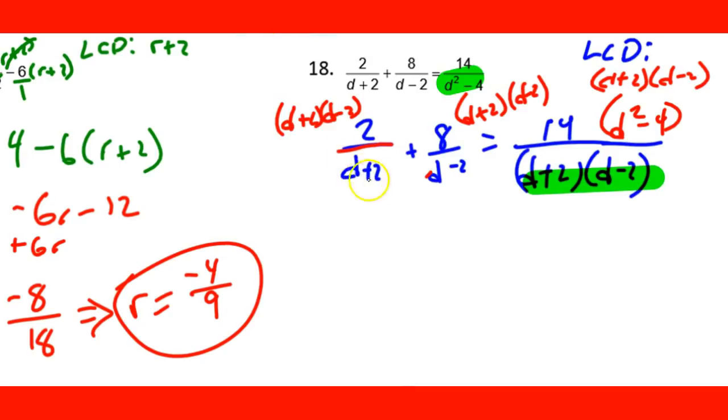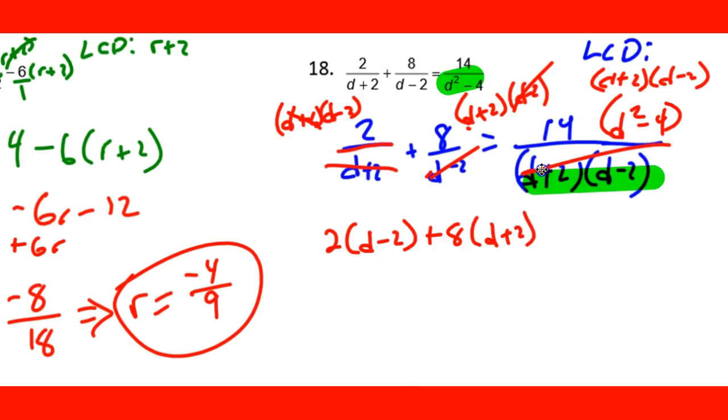Anyway, right here the d plus 2 cancels, so I'm left with 2 times d minus 2. Right here the d minus 2 cancels, so I'm left with 8 times d plus 2. And right here the whole denominator cancels, so it equals 14. So there are no more fractions, and now all we have to do is solve for d.